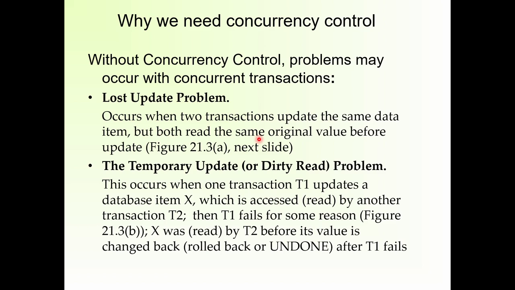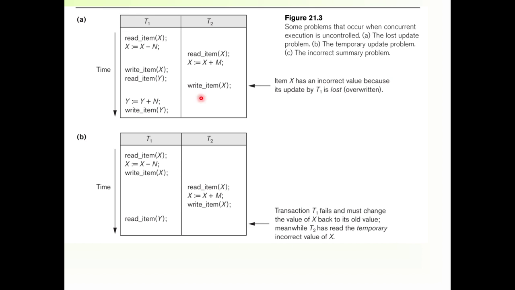But both read the same original value before updation. Now, in the previous example only, I took the example, the same thing is here also. In this example, T1 and T2 both will access the item X, and both want to make a modification to the X value. T1 sends the request for accessing the item X. At the same time, T2 also sends the request for accessing X.